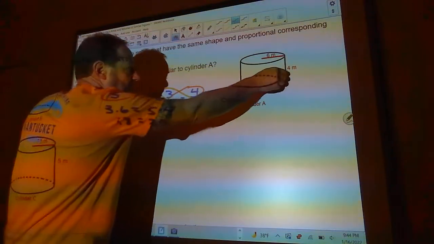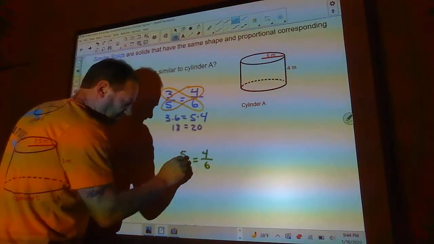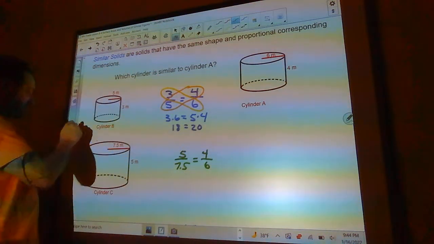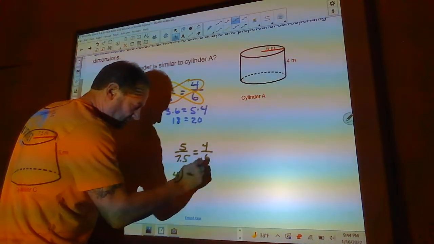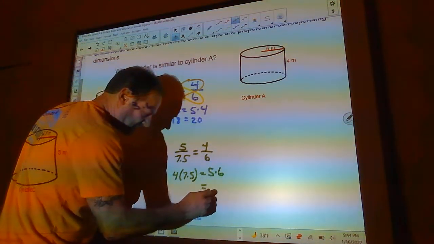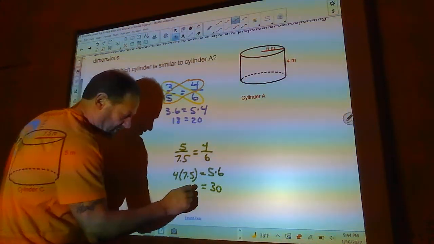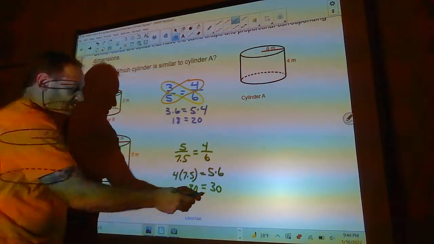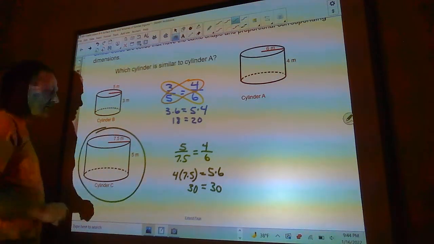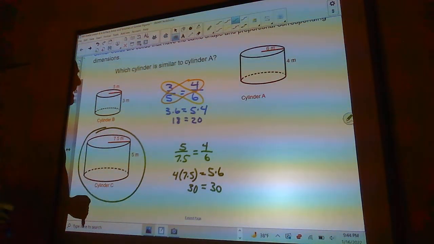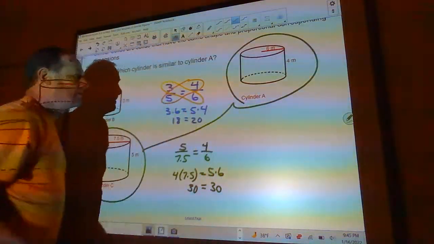So we would have, again, 4 to 6, and that should equal 5 to 7.5. Okay, let's see how this does. This would mean that 4 times 7.5 should equal 5 times 6. Well, this is easy. That's 30. 4 times 7 is 28, and 4 times a half would be 2, so this is also 30. This tells me that these are proportional, and so cylinder C is the one that's similar to cylinder A, because it's got all the same proportions. So there we go.